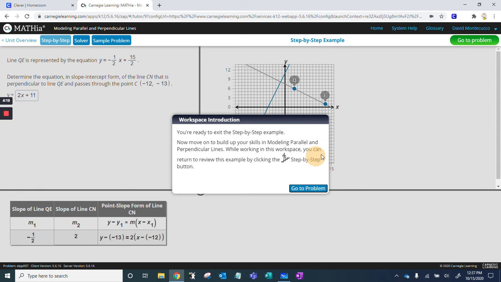Now move on to build your skills in modeling parallel and perpendicular lines. While working in this workspace, you can review and return to this example by clicking the step-by-step button. Oh, and so it's always going to have that for us. That's kind of exciting. Okay, so let's go to a problem and see what happens.